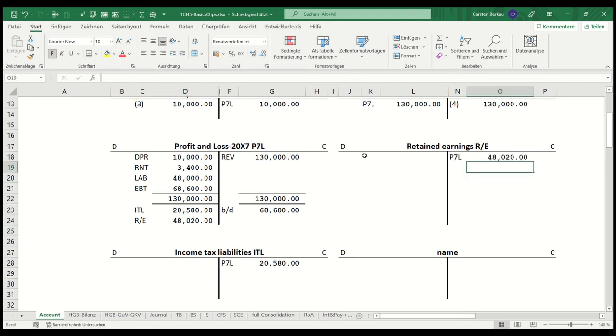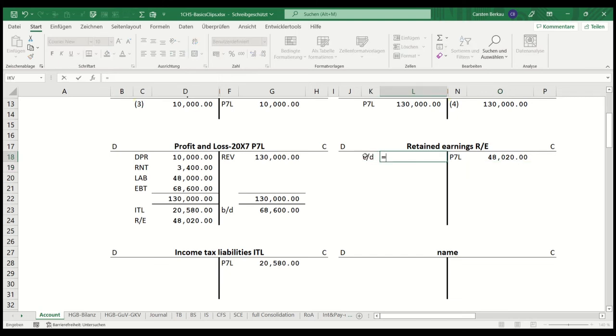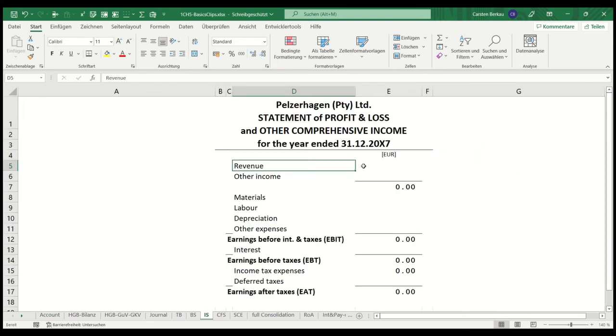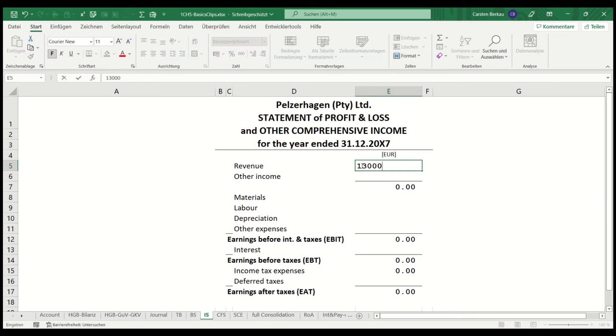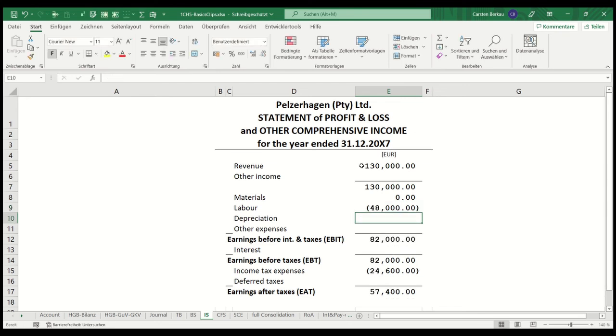The next step, I just must balance off the accounts. Next, I copy my results to the income statement. Revenue is 130,000. I got labor, which is 48,000. We got depreciation, which is 10,000. And we got other expenses, which we don't have to describe, so we only can record them as other expenses. Here it is 3,400. There is no interest. The income tax expenses are 30% of the pre-tax profit.